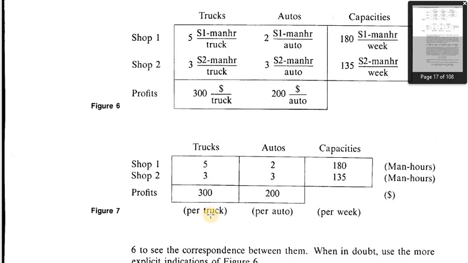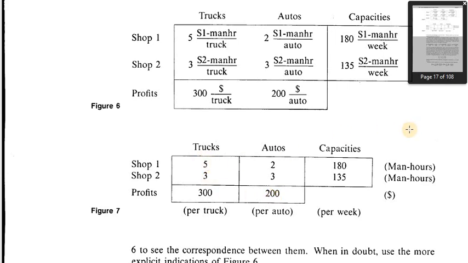All right, and the variables go across. What are the units of the variables? Well, in order to make this work out to be a total profit of dollars per week, I have to multiply this number, which is dollars per truck, by a variable and get dollars per week. So if I want to multiply dollars per truck by something to get dollars per week, I'm going to have to multiply it by trucks per week. Same with this. If I have $200 per auto, in order to get dollars per week, I'm going to have to multiply by autos per week.